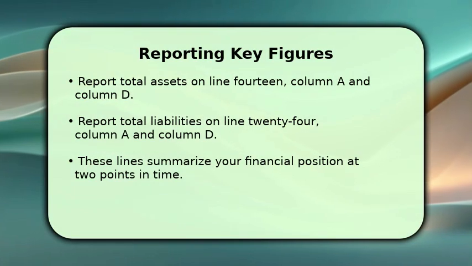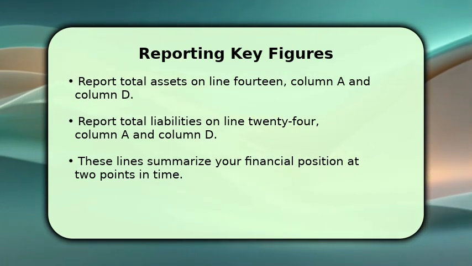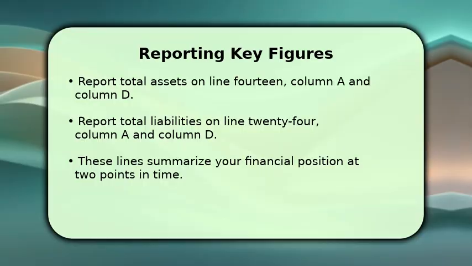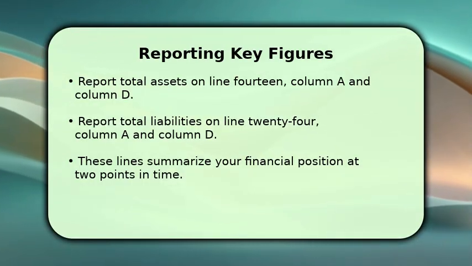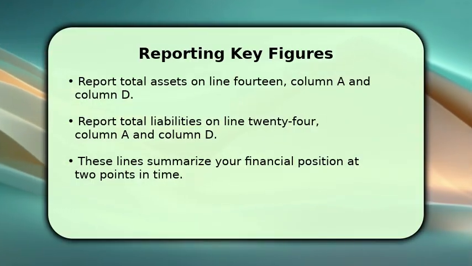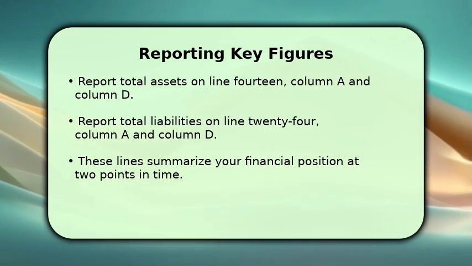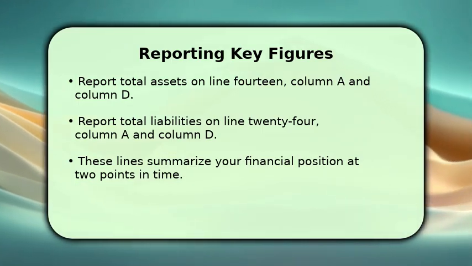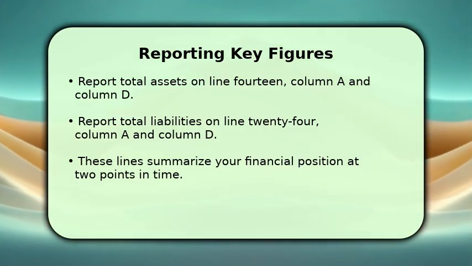When filling out Schedule L with the easy method, you will report your total assets on line 14, using both column A for the beginning of the year and column D for the end of the year. Similarly, your total liabilities will be entered on line 24, again in both column A and column D. This provides a clear snapshot of your corporation's financial standing at two critical points, simplifying the overall reporting process significantly.